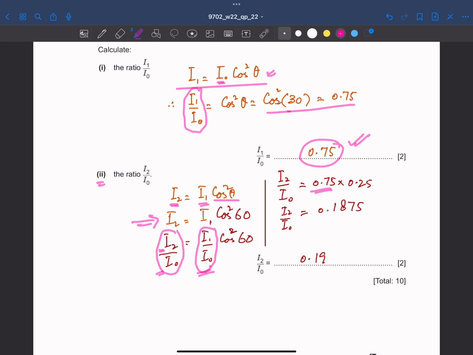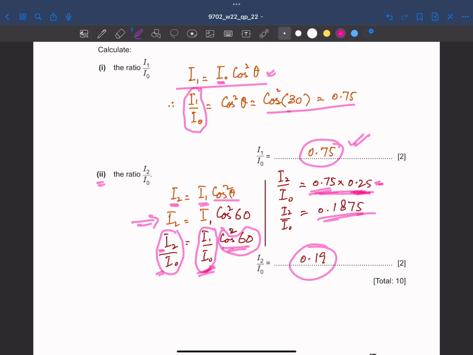So 0.75, the value of I1 over I naught, you have already calculated, and cos square of 60 degrees gives you 0.25. Remember that you calculate cos 60 degrees first and then take the square of that value. Cos 60 is 0.5, and the square of 0.5 is 0.25. So ultimately, with this calculation you get the value 0.1875, but in two significant figures you get 0.19.